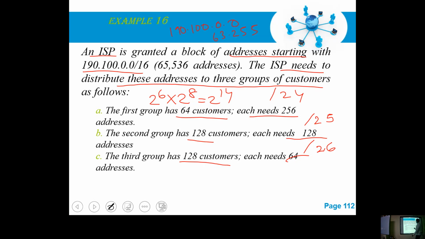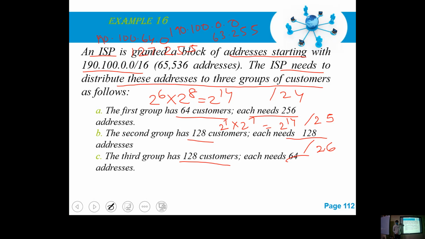Second one, it is like 2 power 7 into 2 power 7. Total that many addresses. So again this one, how much? 2 power 14 itself. So for the starting, what is the starting address here for the second group? 190.100.64.0. That is the starting. So it will go till 127.255. So first block it will be like 64.0 to 64 point.